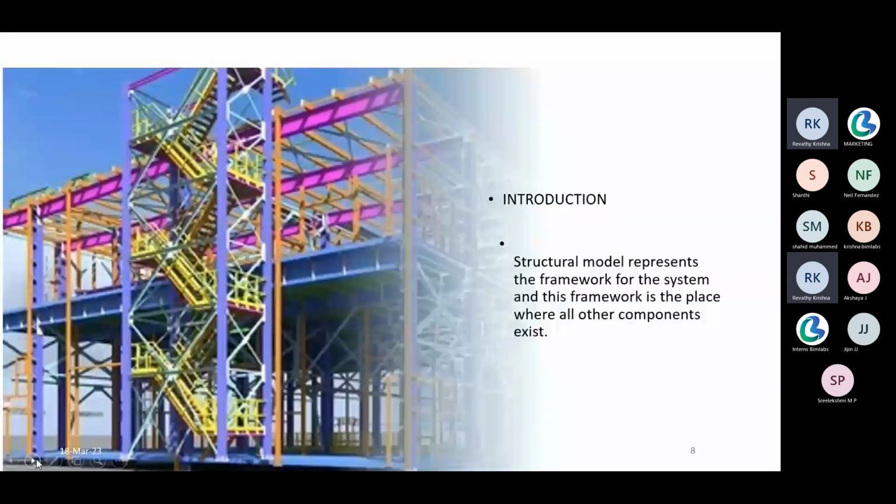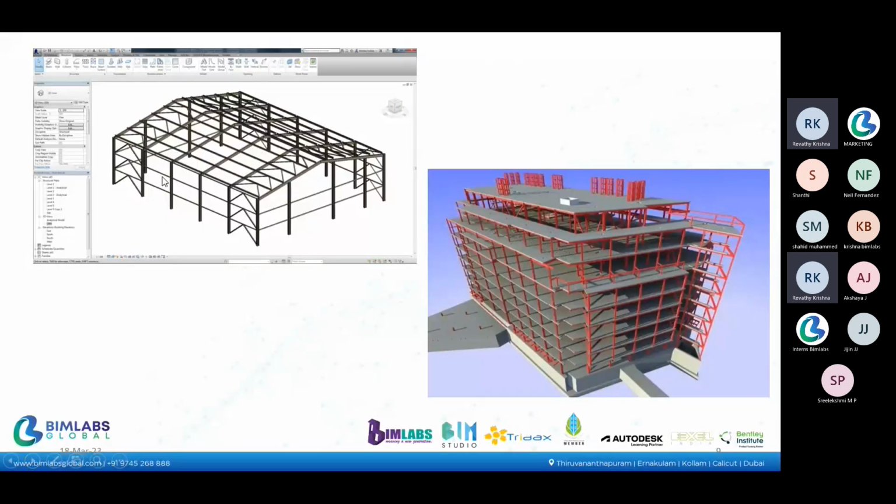So today we are discussing steel structural modeling in Revit. A structural model represents the framework for a system, and this framework is the place where all other components exist. As you can see in the frame, this is a steel structural model which is modeled using Revit software. These are two other models which we modeled using Revit software.